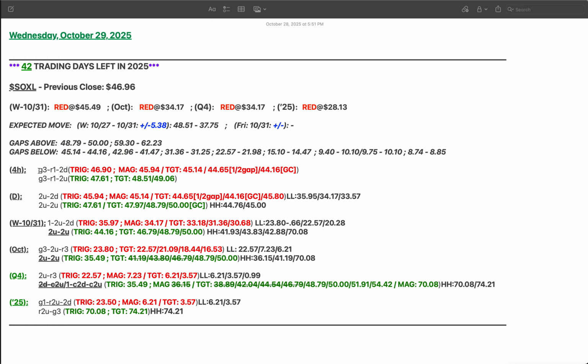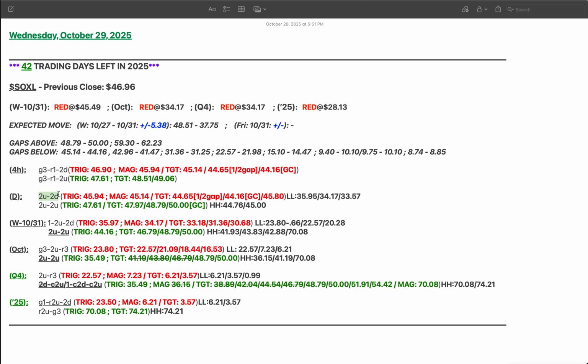So again, on the 4-hour chart, if we do go to the downside, that gives us the 3-1-2 down. Triggers at 46.90 with the magnitude of 45.94 and an extended target of 45.14, 44.65, which is the half gap, and then 44.16, which is the full gap fill or gap close. If we get price to the upside, it's a 3-1-2 up, triggering at 47.61, with the magnitude of 48.51 and an extended target of 49.06.